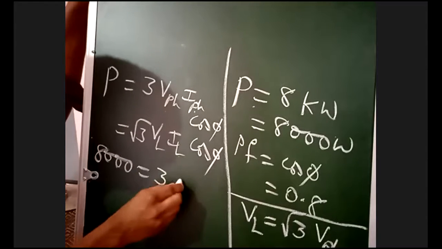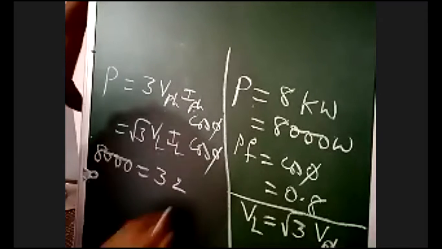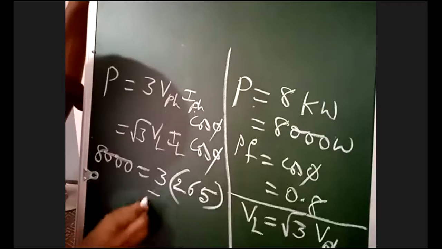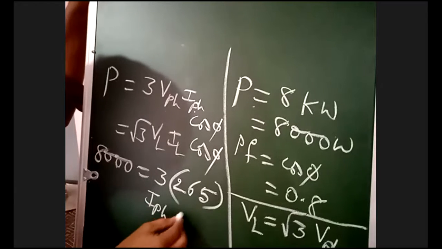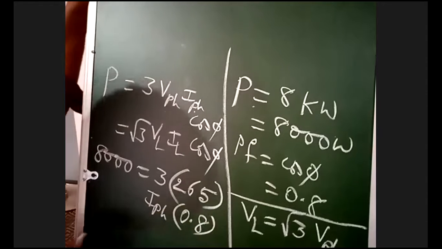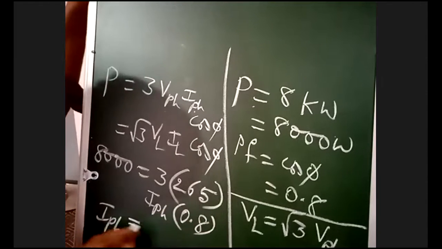3 into V phase, how much V phase? 265. I phase I don't know. What is cos phi? 0.8. Determine the phase current from this.